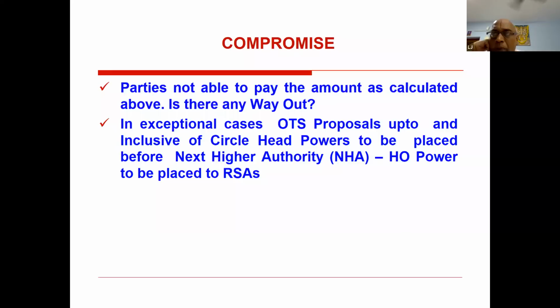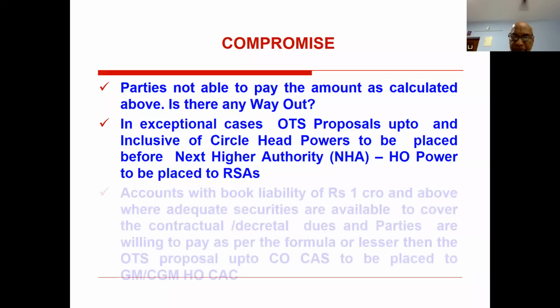In the case of HO power accounts, the respective sanctioning authority, RSA, stands for respective sanctioning authority. In respect of HO power accounts, the authorities who are sanctioning the OTS as per the formula, if the borrower says I will not pay as per the formula, I will pay something less, they themselves can accept depending upon various factors. Okay, sir. Next point.